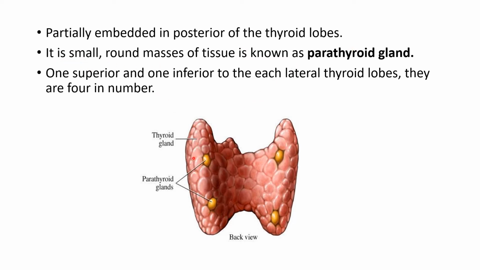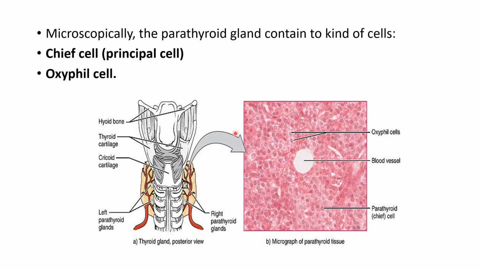It is a small round mass of tissue, and these tissues are called parathyroid glands. In one lobe you can see two parathyroid glands, so they are four in number. In both lobes there are two parathyroid glands, one superior and another on the inferior side of the thyroid gland. So this is the view of the parathyroid gland.